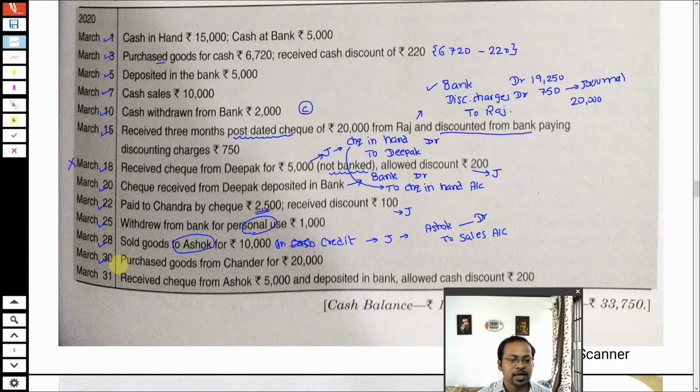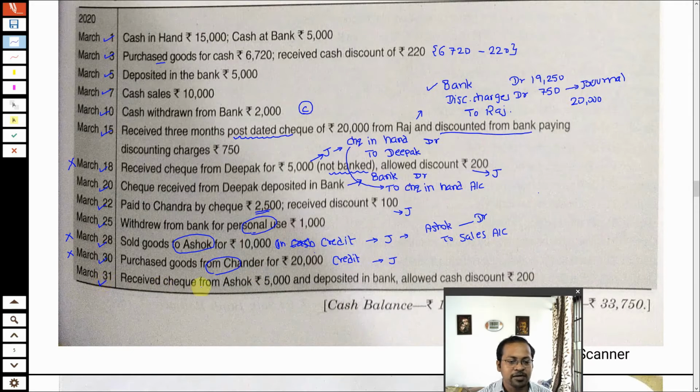in cash book. Then on March 30, purchased goods from Chandra for rupees 20,000. So here also from Chandra it is mentioned. So it means that it is also a credit transaction, and I will pass entry in journal because when I purchase on credit, my journal entry is purchase account debit to Chandra account. So these both credit transaction entries will not be recorded in cash book.